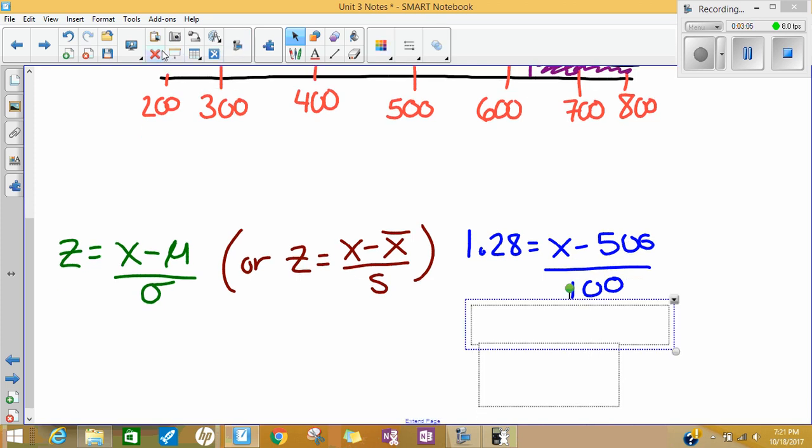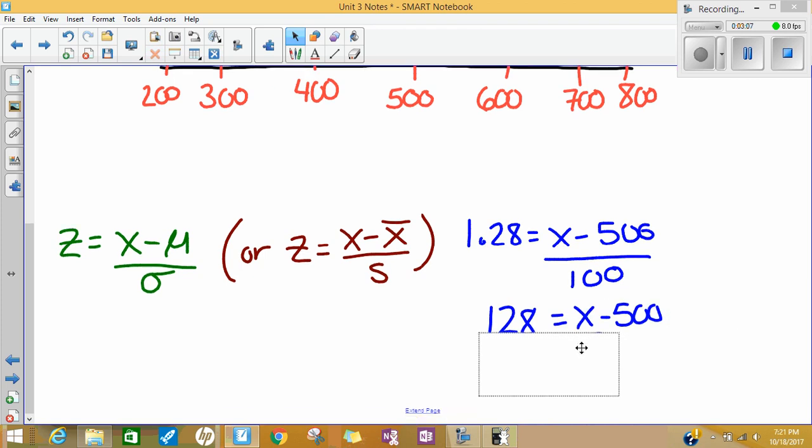We do some algebra here, multiply 100 on both sides, and then add 500, and we get a score of 628. So the SAT only reports in multiples of 10. So that means we're going to need to get a 630 or higher on the verbal portion to be admitted into this college.